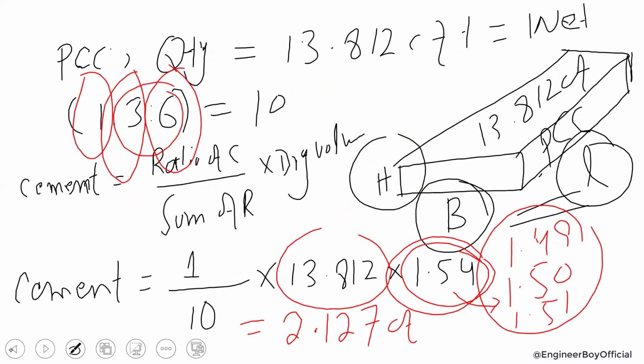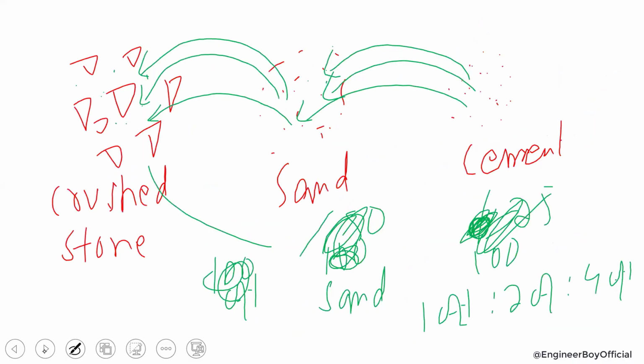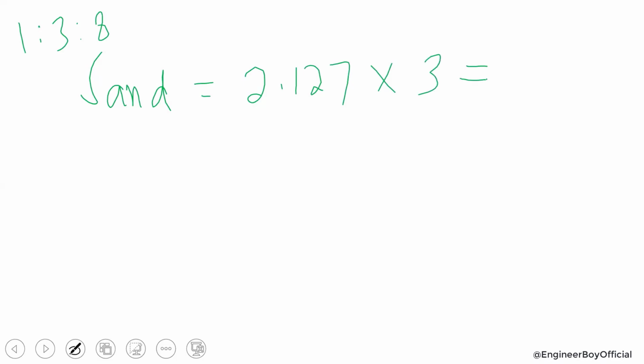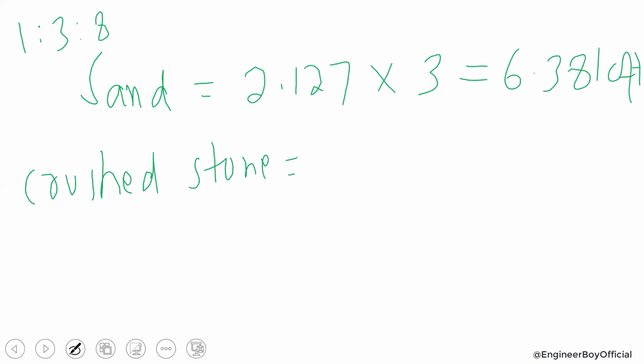We have 2.127 cement. So this is cement, and now we will calculate the quantity of sand. Let's say we have the sand ratio, which is 3. So what you have to do is take the quantity of cement first, that is 2.127, and multiply this with the ratio of sand, that is 3. So we should have 6.381 CFT as sand. Now let's calculate the crush stone. We have cement, which is 2.127. Now the ratio of crush stone is 6, so we will multiply that with 6.